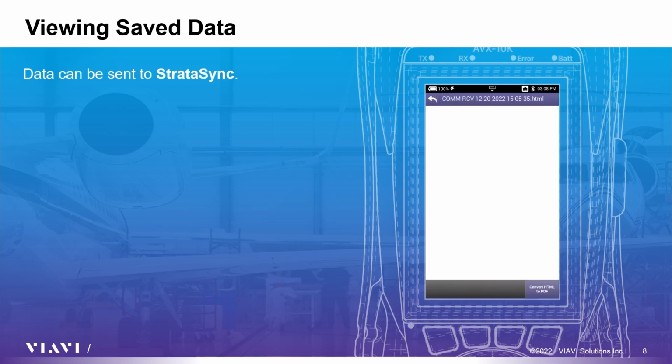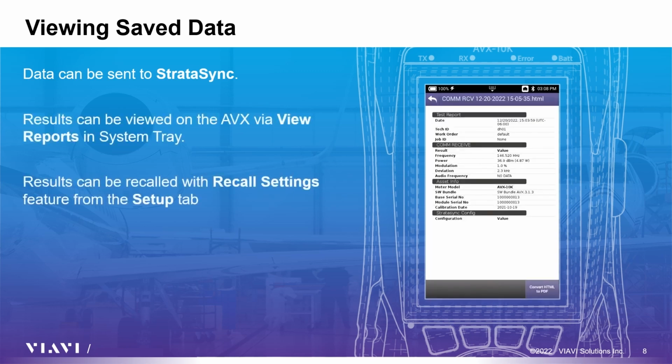Here you can also convert this data to a PDF file which can also be transferred to your StrataSync account. Another way to view saved data is by clicking the Recall Settings button from the Setup page. Load the desired file and all of the measured values and settings will be loaded for review.